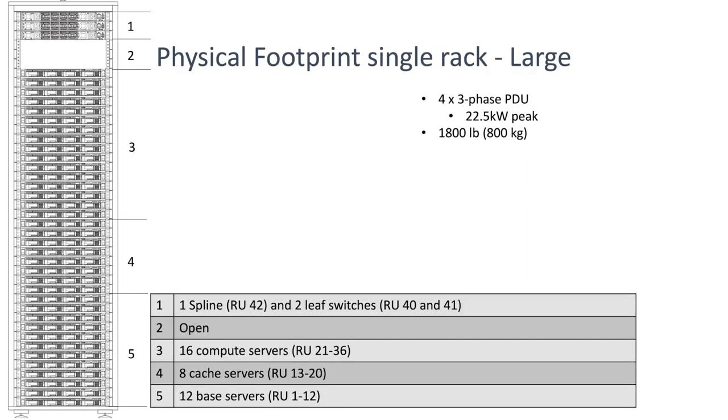So the physical footprint of the single rack large deployment of Tetration, as you can see here: we have one spine at the top with two leaf switches, an open section, 16 compute servers, 8 cache servers, and 12 base servers. It does require 4 three-phase PDUs, and it does peak out at 22.5 kilowatts. Overall, this whole piece weighs 1,800 pounds.